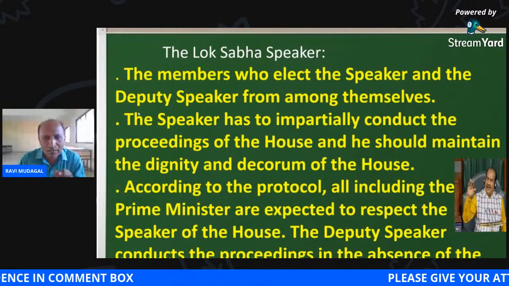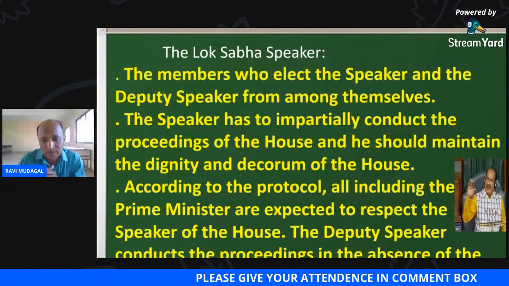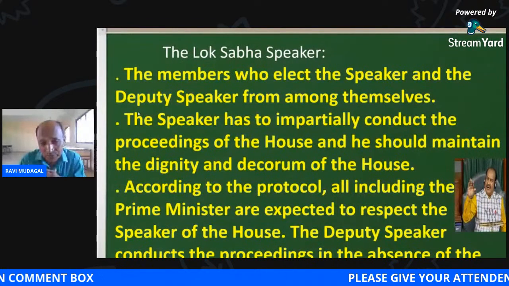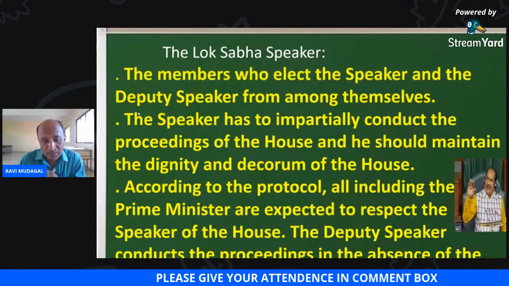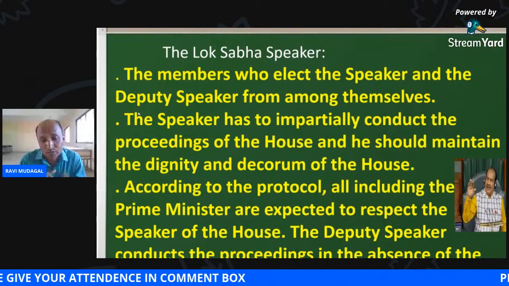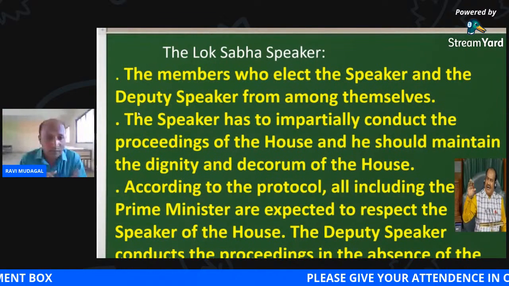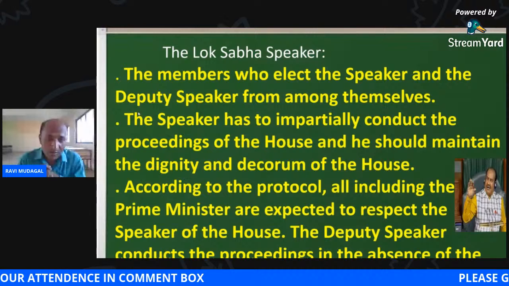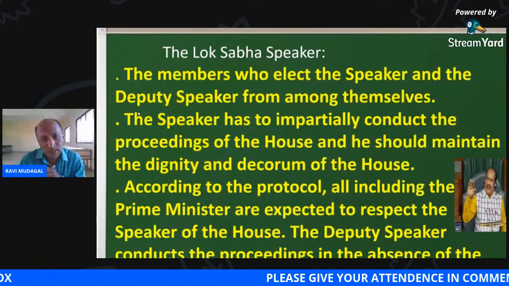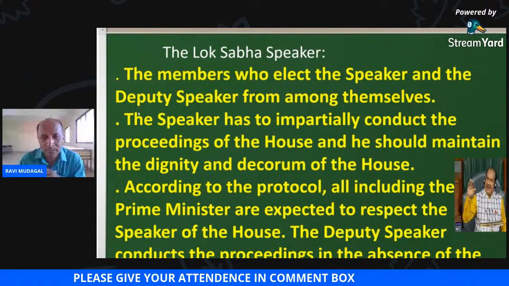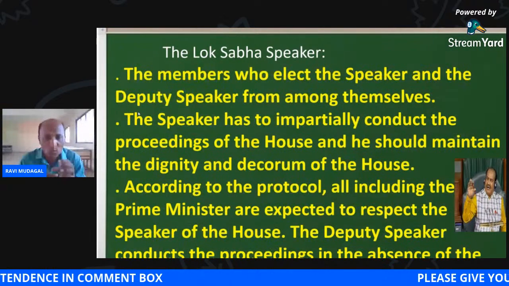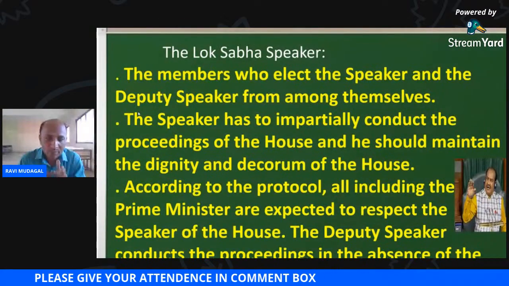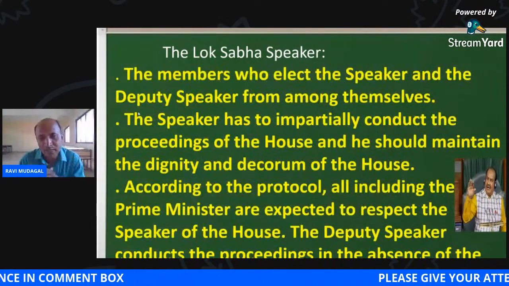To hold or conduct the proceedings of the House, suppose the Speaker is absent, not present in the House. Who will conduct the proceedings or meeting of the House? After the Speaker, who has the power to conduct the proceedings of the House? Do you know? Deputy Speaker. The Lok Sabha has two speakers. One is Speaker, two is Deputy Speaker. In the absence of the Speaker, the Deputy Speaker has the power to hold the proceedings of the House, children. And we have understood that every member should give respect to the Speaker and the Deputy Speaker as well.